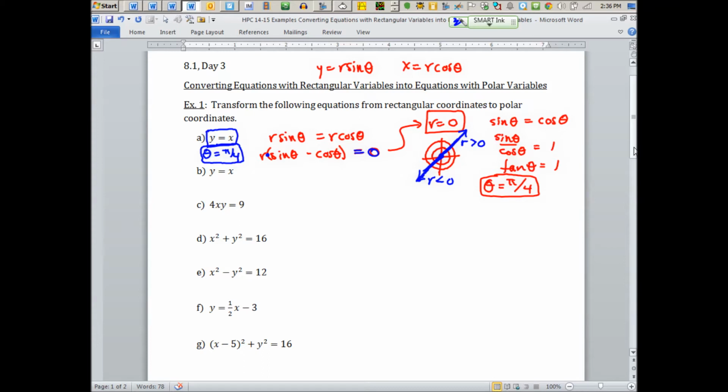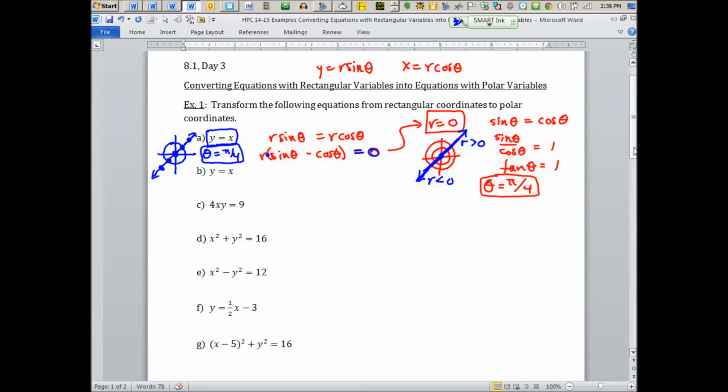And if somebody told me, hey, graph pi over 4, here's what I would do. I would start with supposing that the r was 0, and then go out to r equals 1, and then go out to r equals 2, and r equals negative 1 and negative 2. And I would have plotted that pole point anyway. So theta equals pi over 4 is the answer.